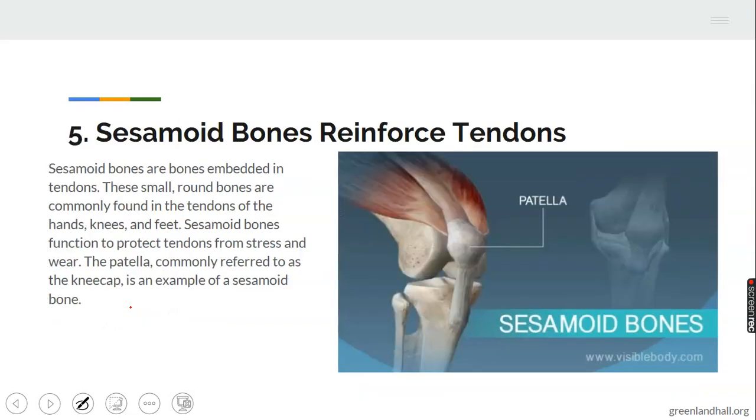Then we have the sesamoid bones. These sesamoid bones reinforce tendons. Tendons help to attach muscles to the bones. Sesamoid bones function to protect tendons from stress and wear. They do not join bones together, but they are inside these tendons. So they are on their own.